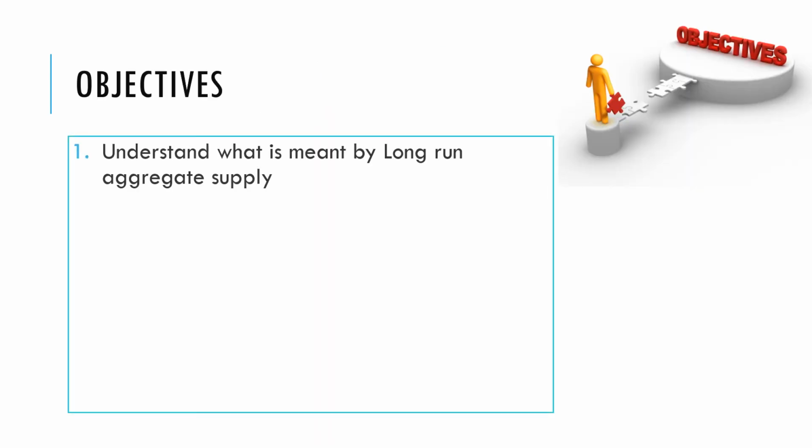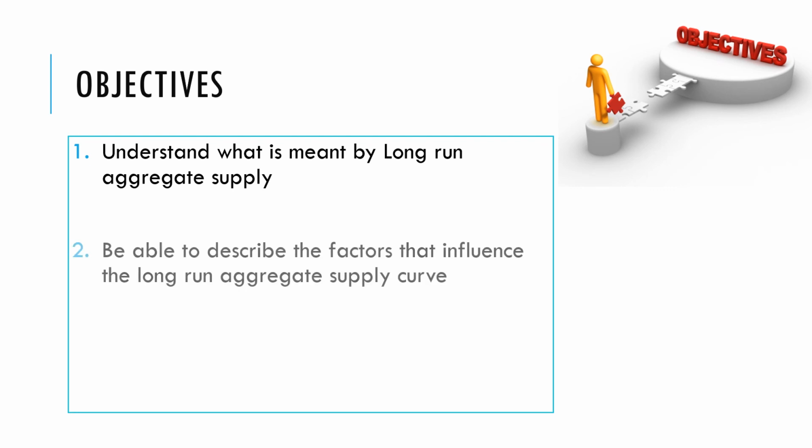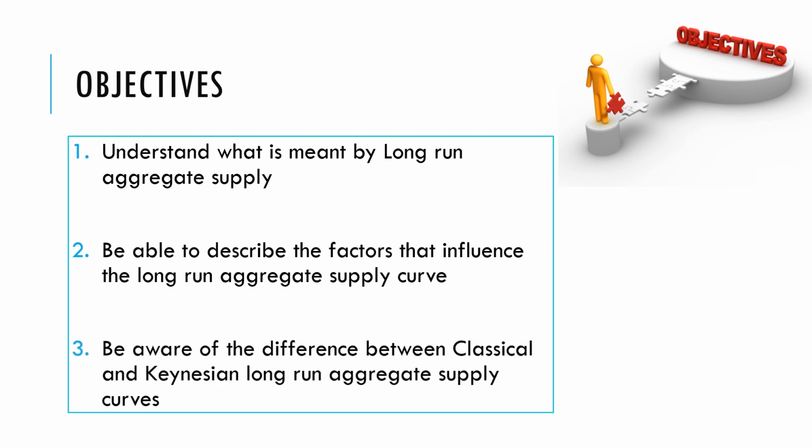So in this video, we've looked at what is meant by long-run aggregate supply. We've looked at the factors that influence the long-run aggregate supply curve and would cause it to shift. And then at the end, we looked at the difference between the classical and Keynesian long-run aggregate supply curves. Quite tricky economic theory, but the key fact is we can draw the difference between those two curves.